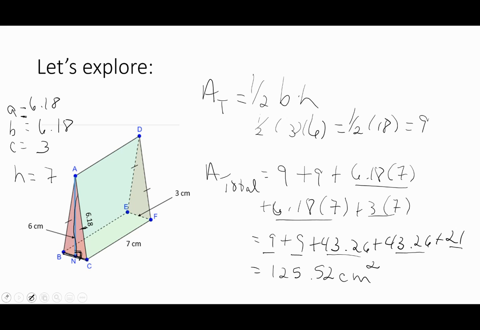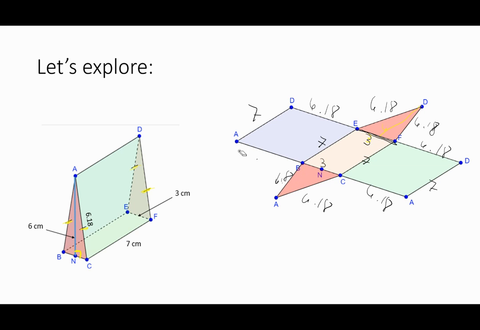Okay, so let's take a look at this right here. We are putting this in here, so we have 7 times 6.18. That's our 43.26. Change colors. 7 times 3 is our 21 area. This one is 43.26. This one is 9, and this is 9, and we're going to add them all up together. All right.